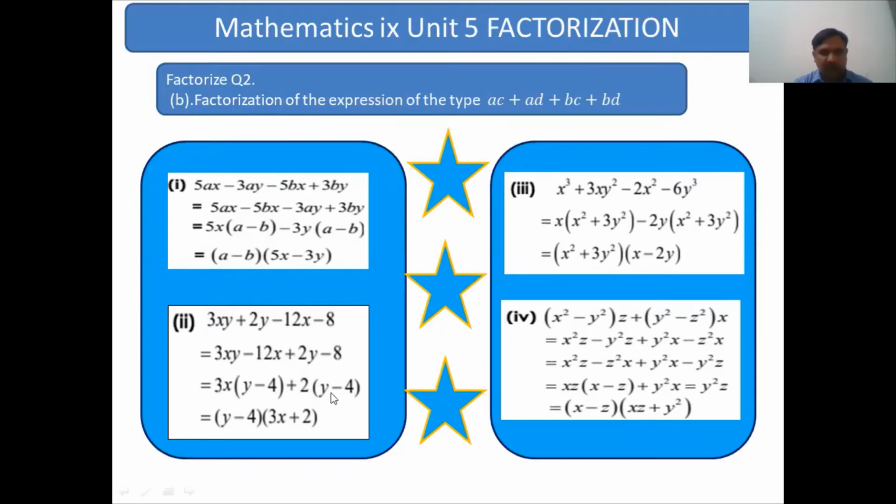So here is y minus 4, here is y minus 4, y minus 4 we can take common. So we are left with 3x plus 2. So this is the factorization of this given expression.